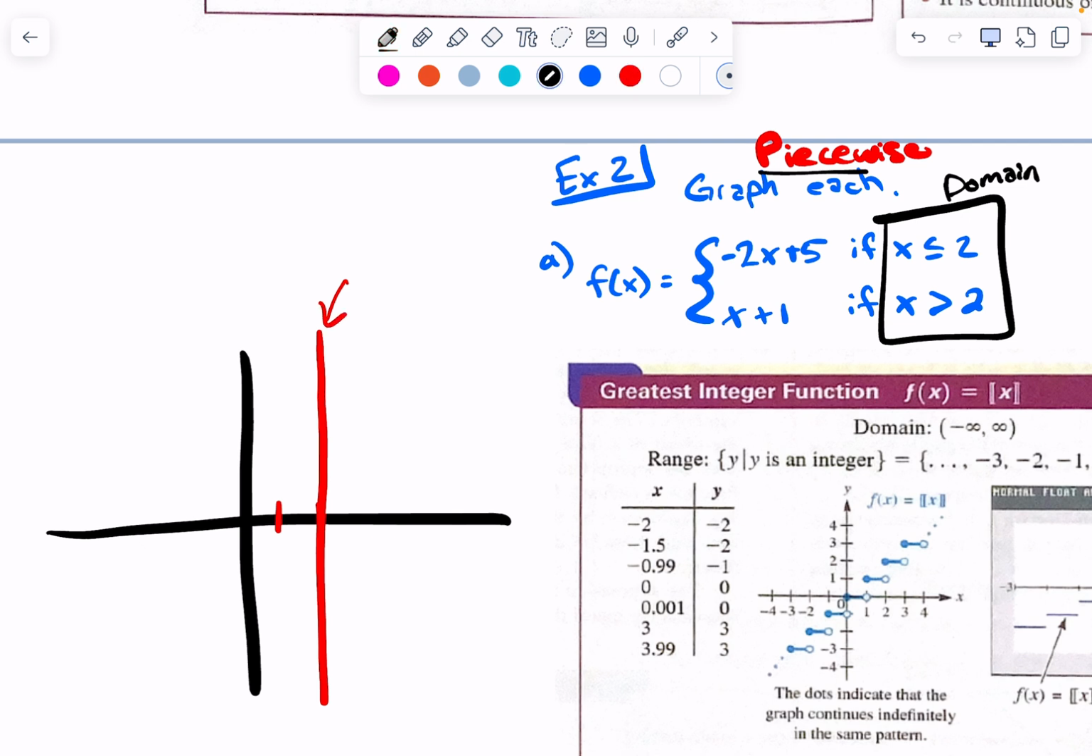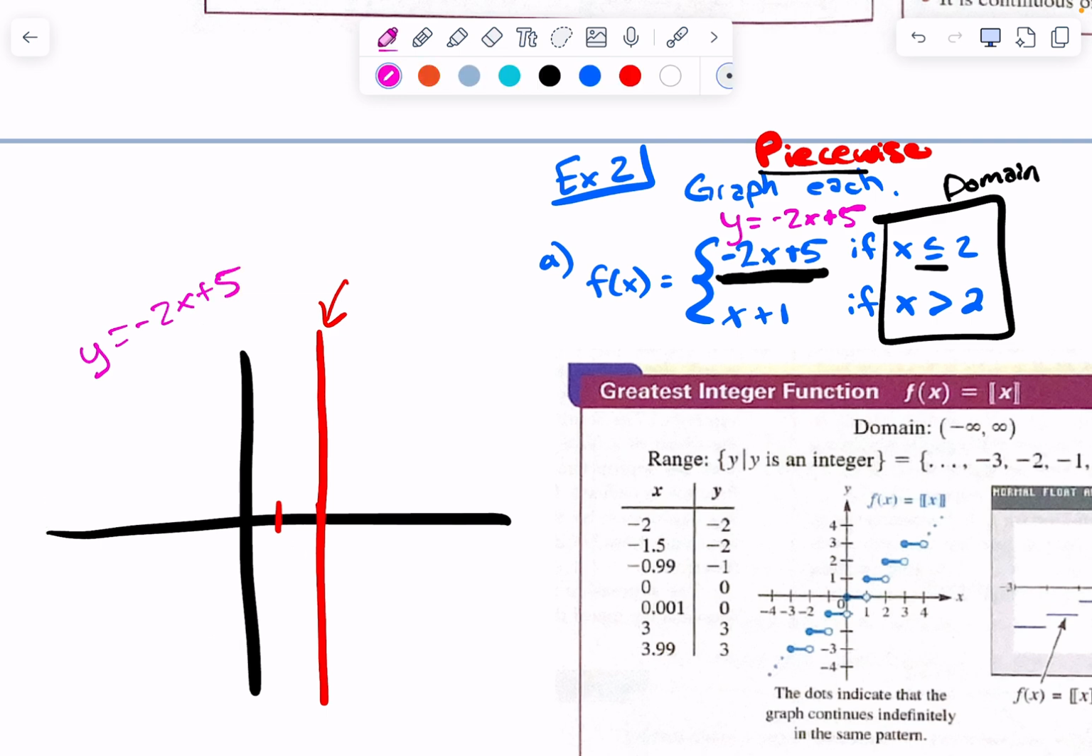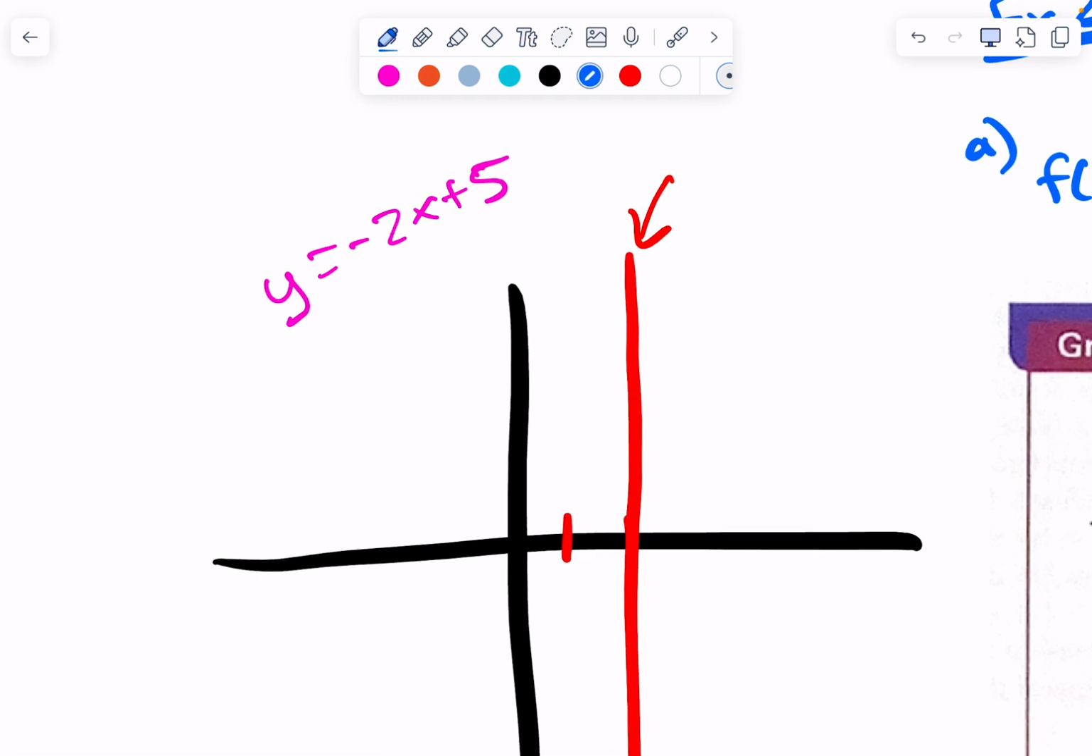All right, next, this guy is what we're going to graph when x is less than or equal to 2. So on this side of the graph, we're going to graph this function, okay? Just think of that as y equals negative 2x plus 5, right? So y equals negative 2x plus 5 lives over here. How do I graph that? What kind of function is that? A linear, right? Okay.